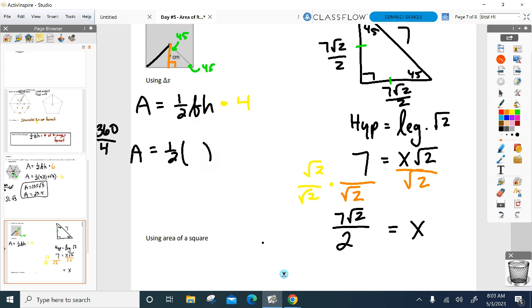All right, ready? We already know the height is 7 radical 2 over 2. What about the base? Remember what we said, the height bisects the angle and the side too, right? So if that's 7 radical 2 over 2, the base is 7 radical 2 over 2.